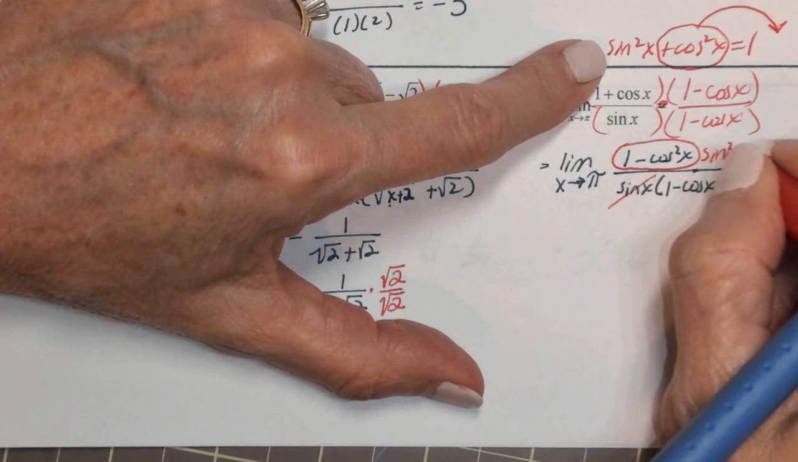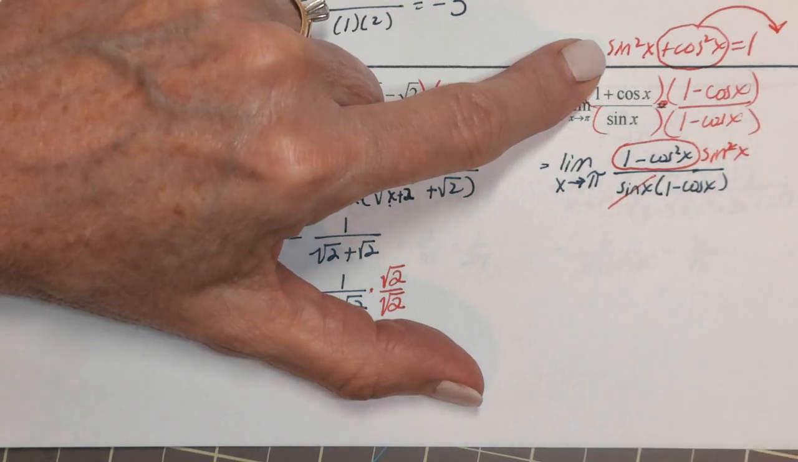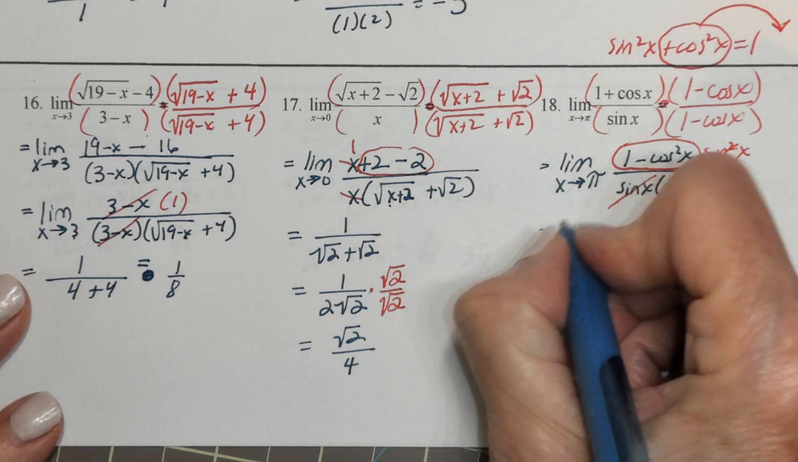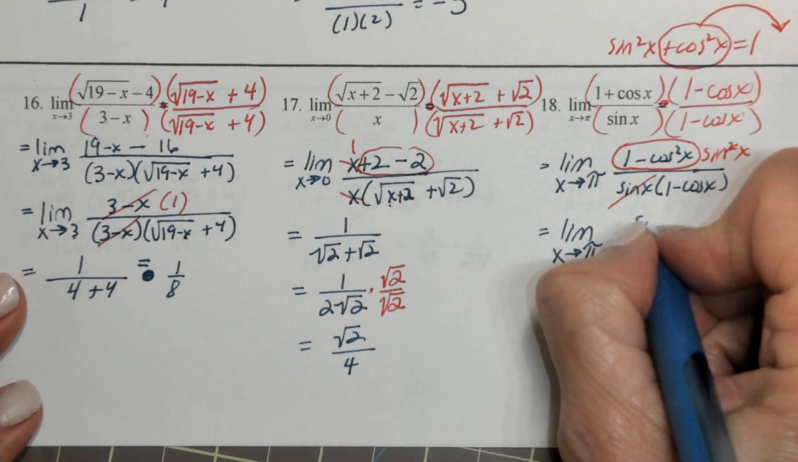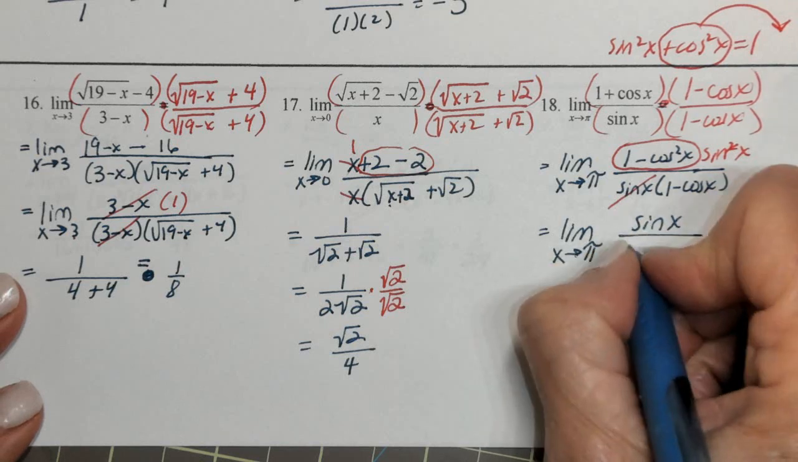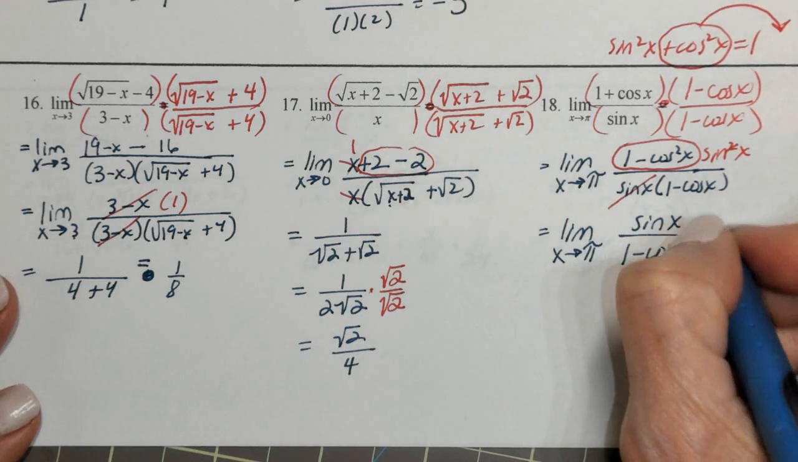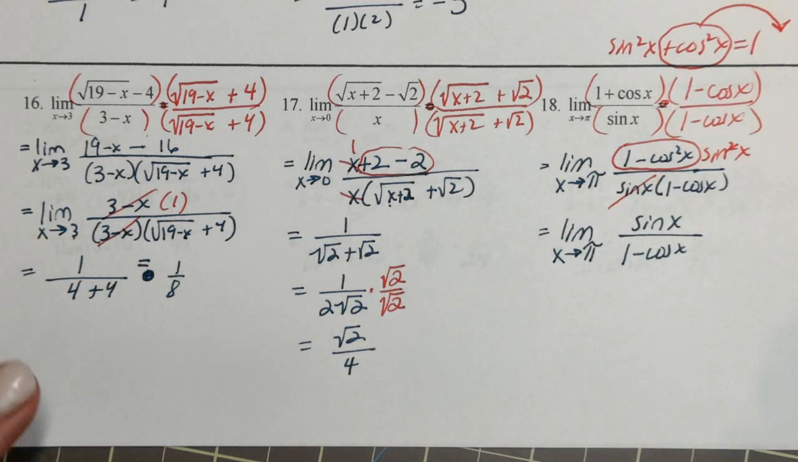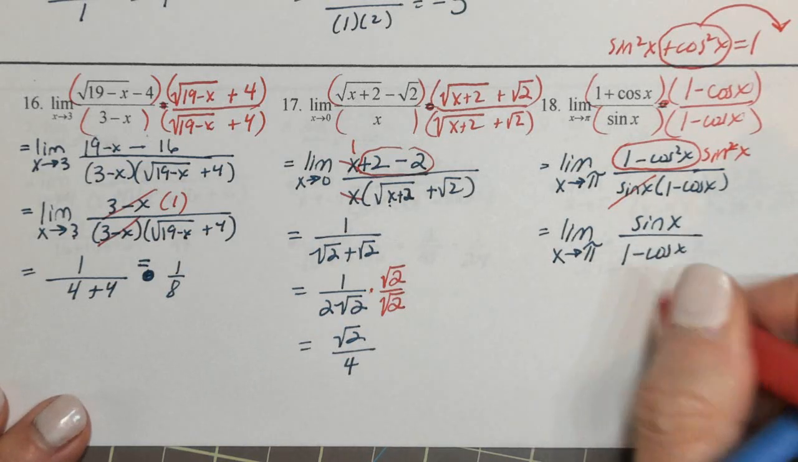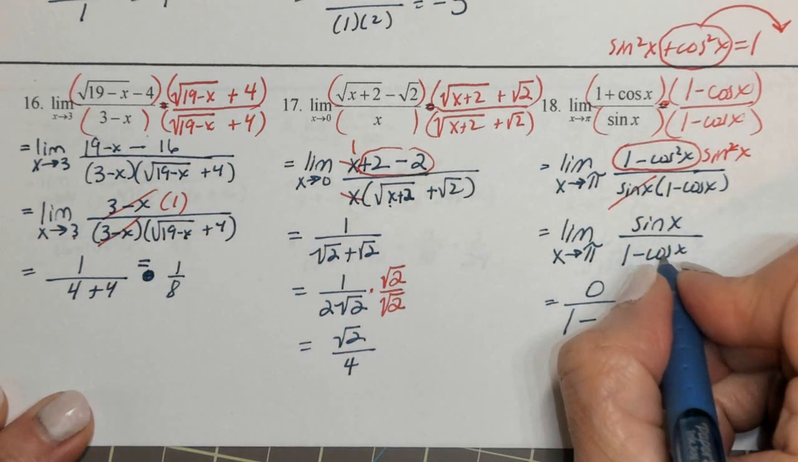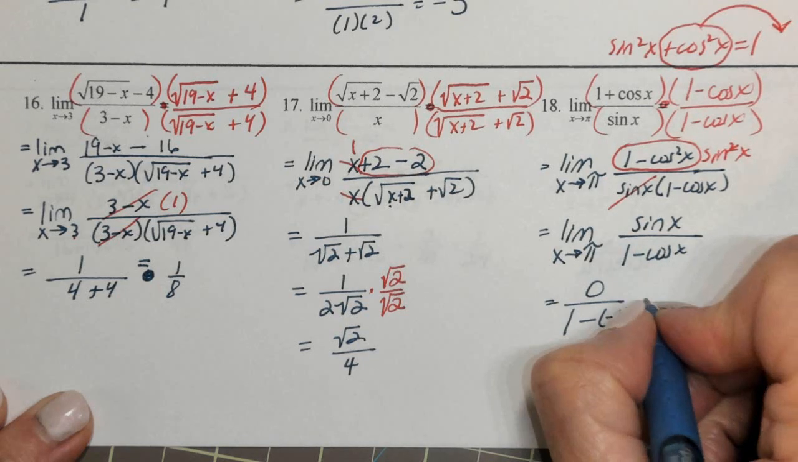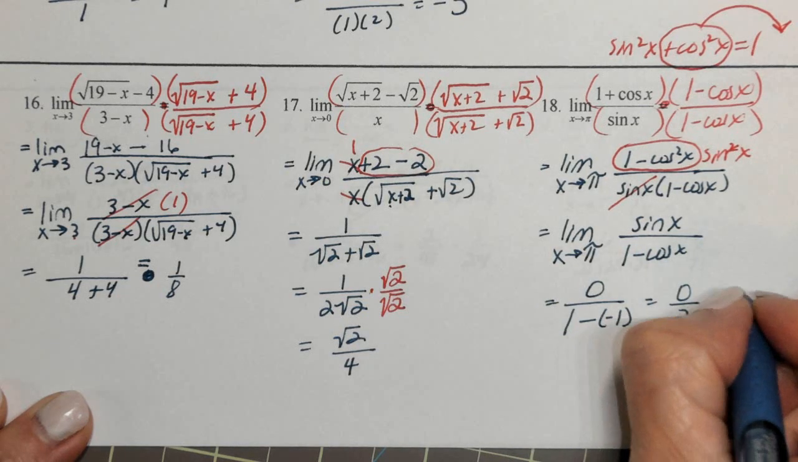One of those sine squareds reduces with the sine on the bottom, and I'm left with limit as x approaches pi of sine x over 1 minus cosine x. Now I put pi in for x. Sine of pi is 0. Cosine of pi is -1. That is 0 over 2, which is 0.